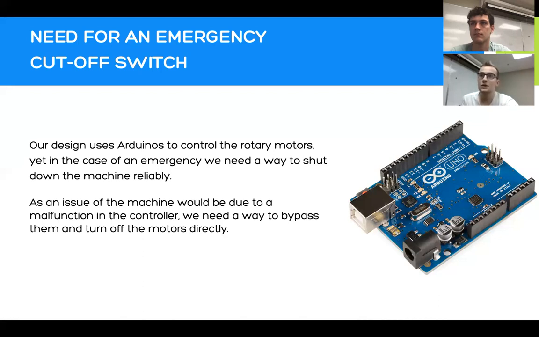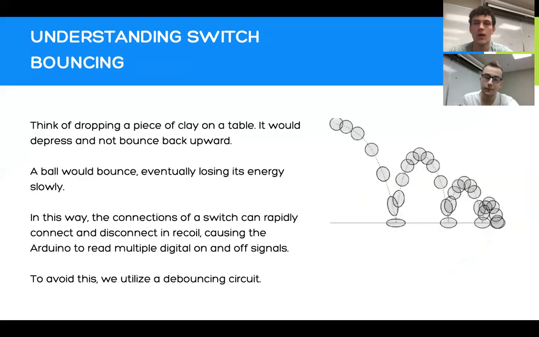Mechanical switches not only have the disadvantage of human response time, but also an effect on the Arduino due to the bouncing of the switch's connections. And so just as an example of this issue, before we get into how we solved it, when you drop a ball of clay on a table, what happens? It falls and it stays on the table without any additional movement. And when you drop a ping pong ball on a table, it actually bounces multiple times before finally coming to a rest. And so the second example with the ping pong ball is exactly like what happens when a switch is thrown.